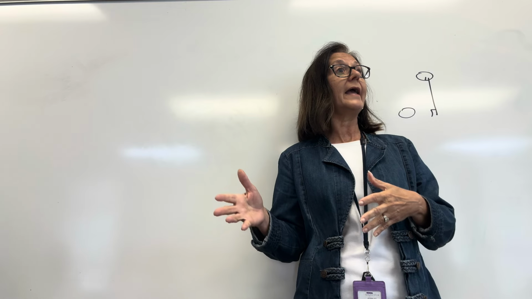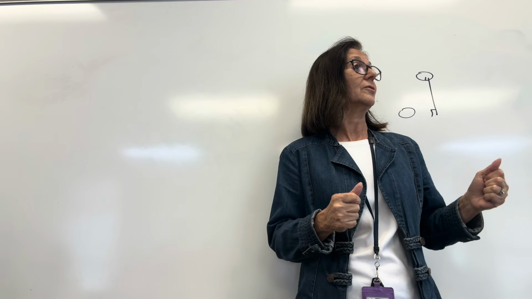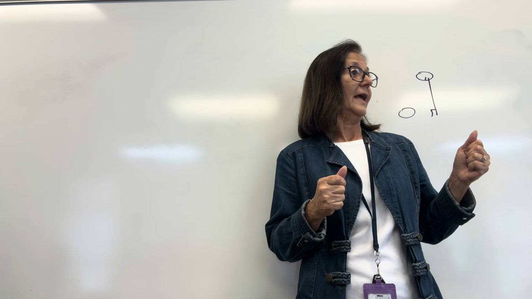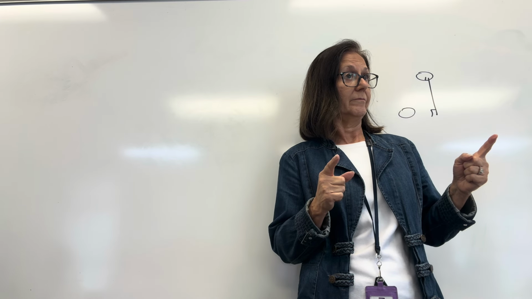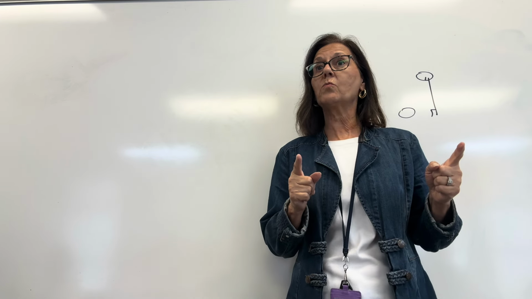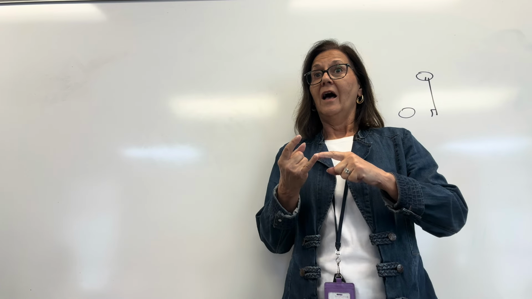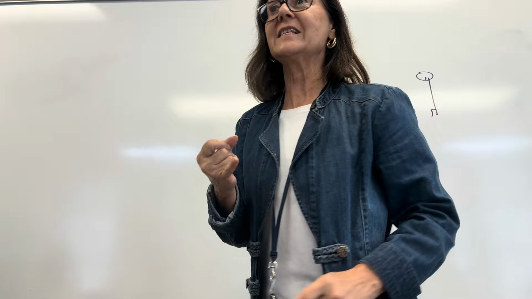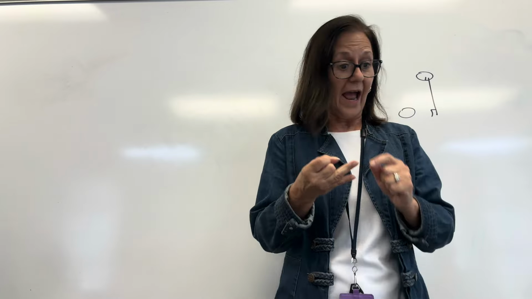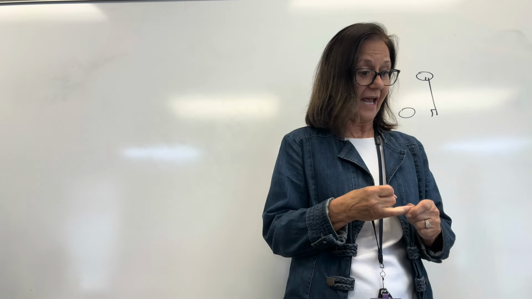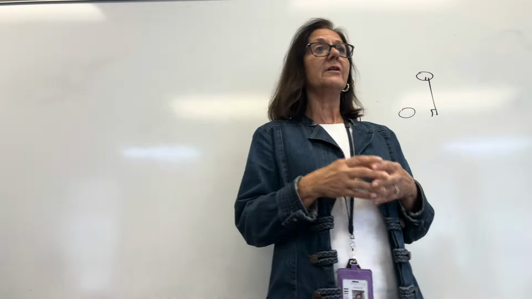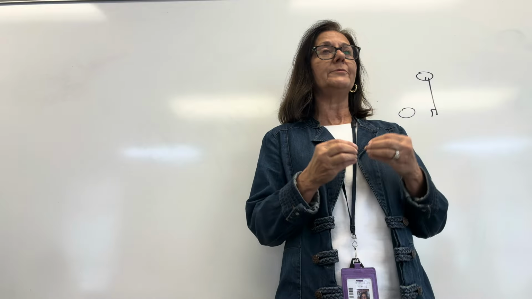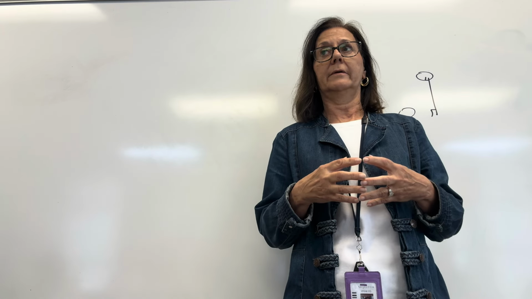Can one be triangular and one be circular? And can they have the same volume? Yep. As long as what? The area of the bases is the same and their altitude is the same. That is correct. So volume is literally the space that an object takes up. Does that make sense?